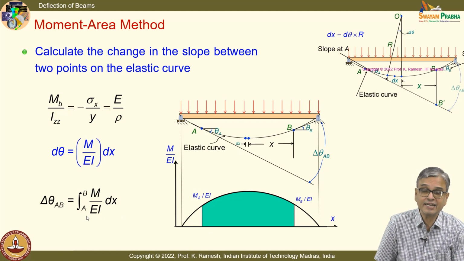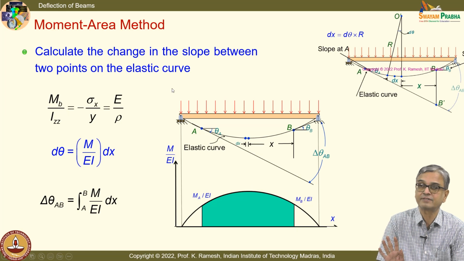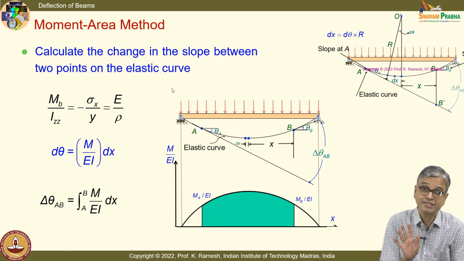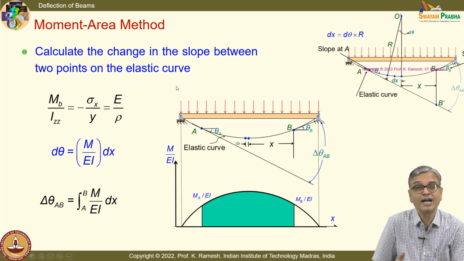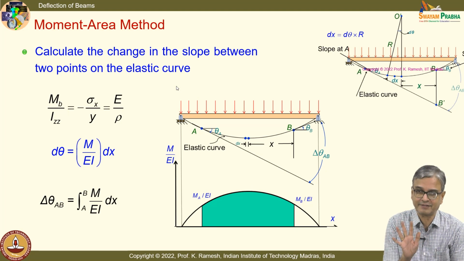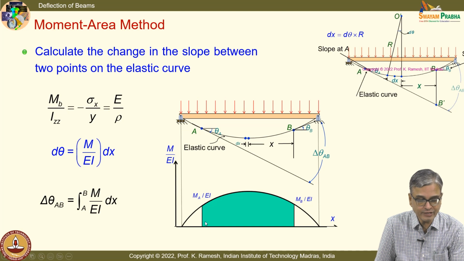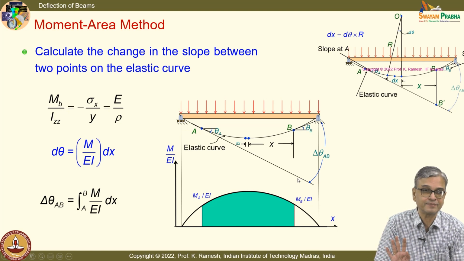What it gives is the change in the slope between 2 points on the elastic curve. It gives only the change. So, if I choose a point where the slope is 0, I get the absolute slope at the other point. That is how you use the method. Fine. So, if we find out the area between the points of interest, that area can be interpreted as the change in the slope between the 2 points.